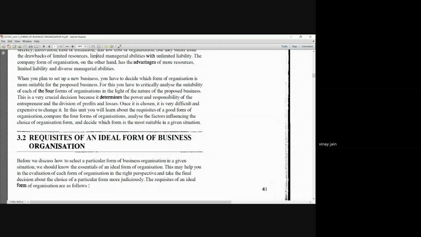This is a very crucial decision because it determines the power and responsibility of the entrepreneur and the division of profits and losses. Once it is chosen, it is very difficult to change it. In this unit, we will learn about the requisites of a good form of organization, compare the four forms of organizations, analyze the factors influencing the choice of organization form, and decide which form is the most suitable in the given situation.